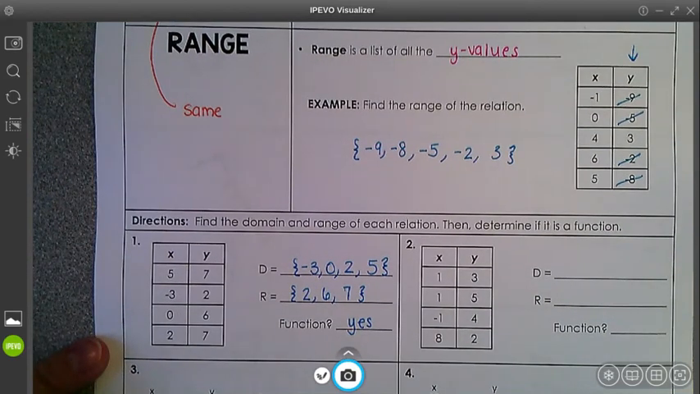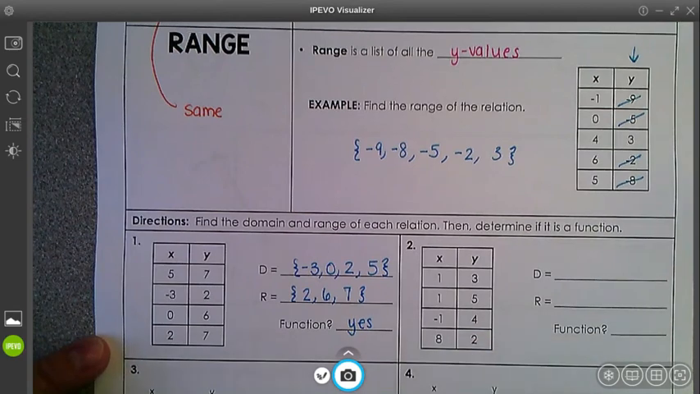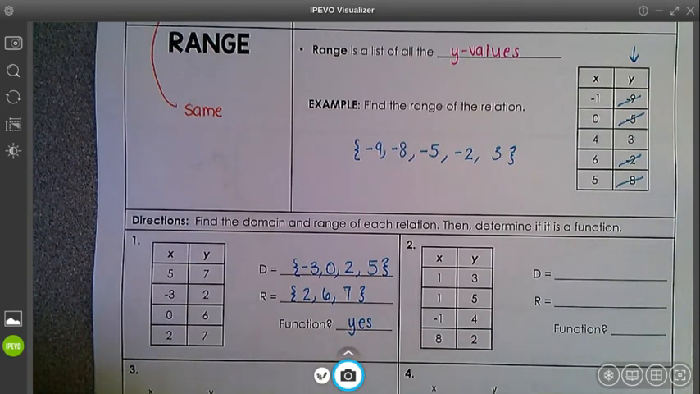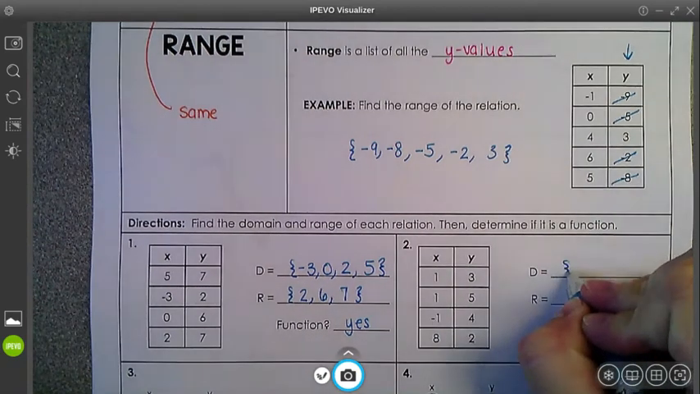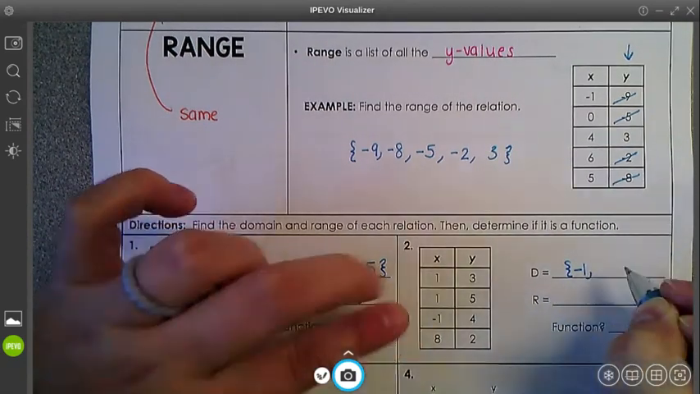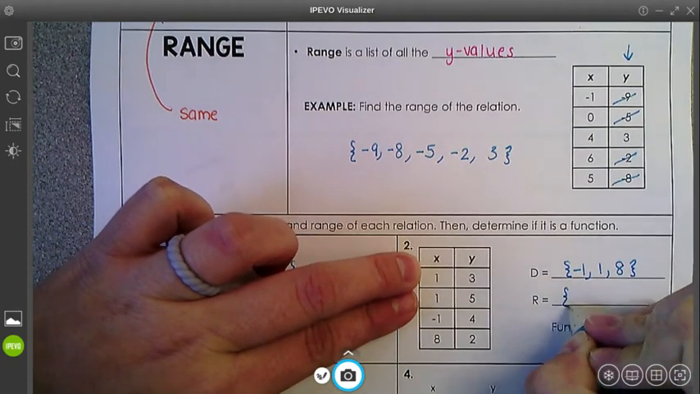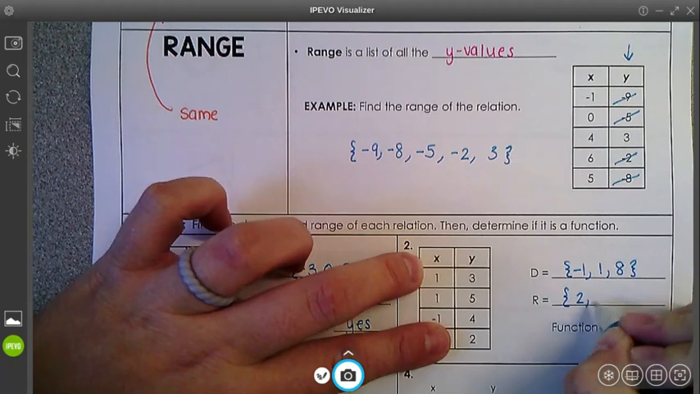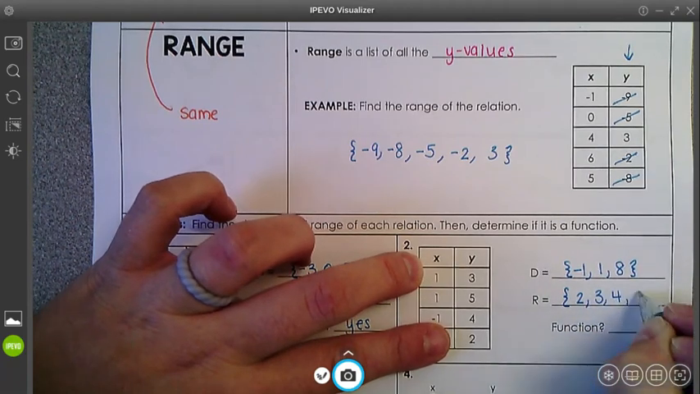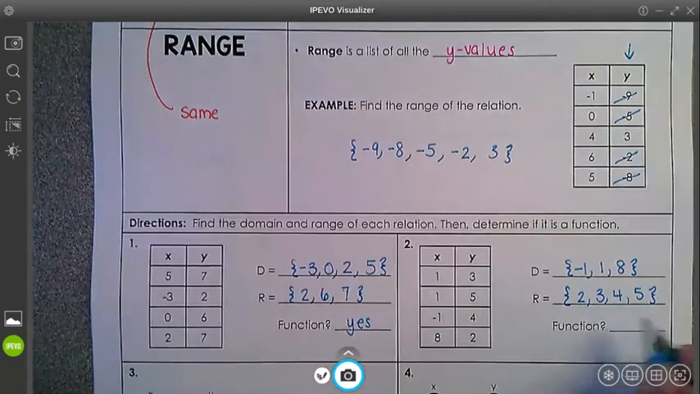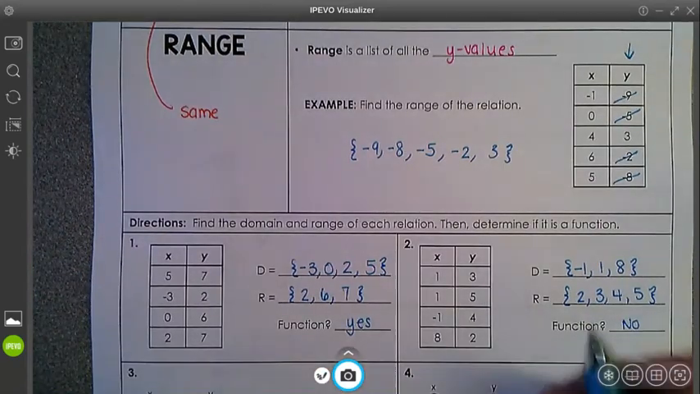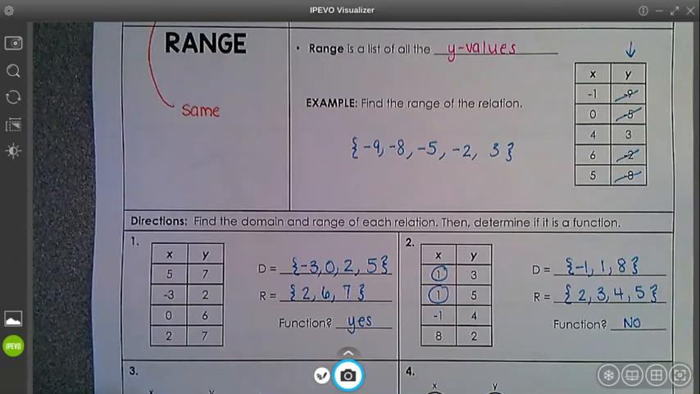If you feel pretty good about this, I want you to pause the video and try number 2, and then you can play the video once you have it figured out. For domain, you should have written -1, 1, and 8. And the range, 2, 3, 4, 5. And no, it is not a function because the x's repeat.